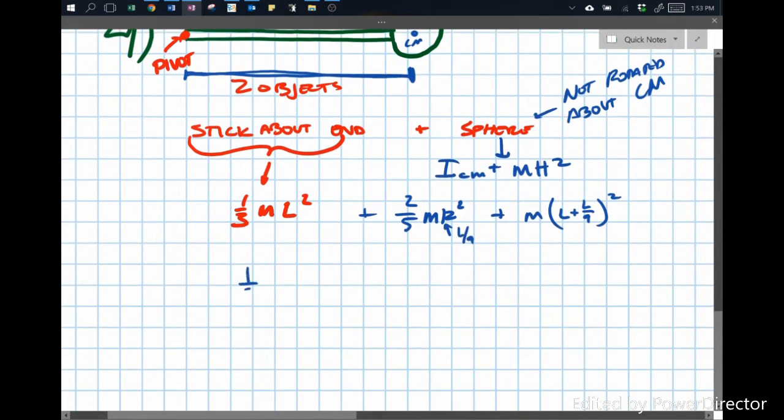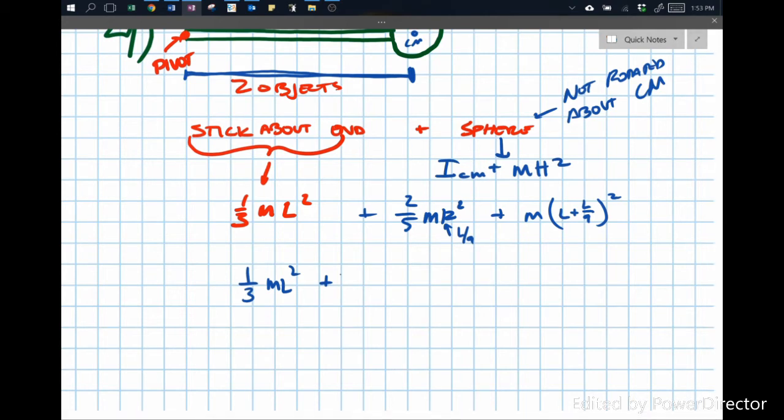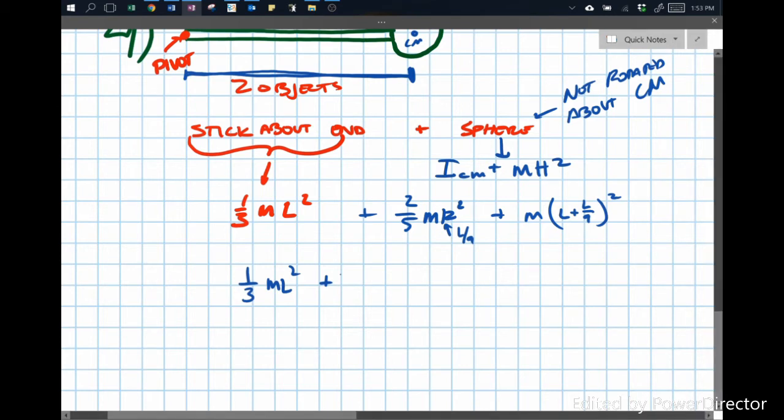So I got 1/3 ml squared plus, James, you have a note that says you can go talk to UTD. I'd go ahead and take your stuff. You already had your phone, you didn't turn it in.